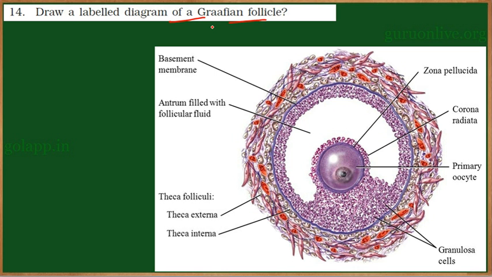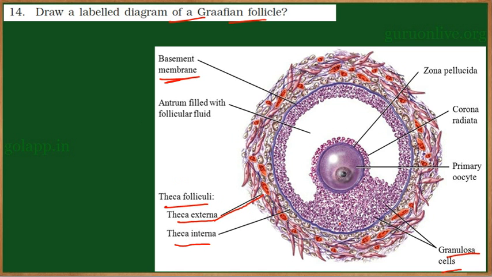Now these Graafian follicles will have the following parts. It has two outer protective layers, which are called theca externa and theca interna. Now this outer layer is externa, and within that there is an inner layer called theca interna. Now this is the basement membrane. Since these are epithelial cells, every epithelial cell will have a basement membrane, and then there are granulosa cells. So these are granulosa cells.